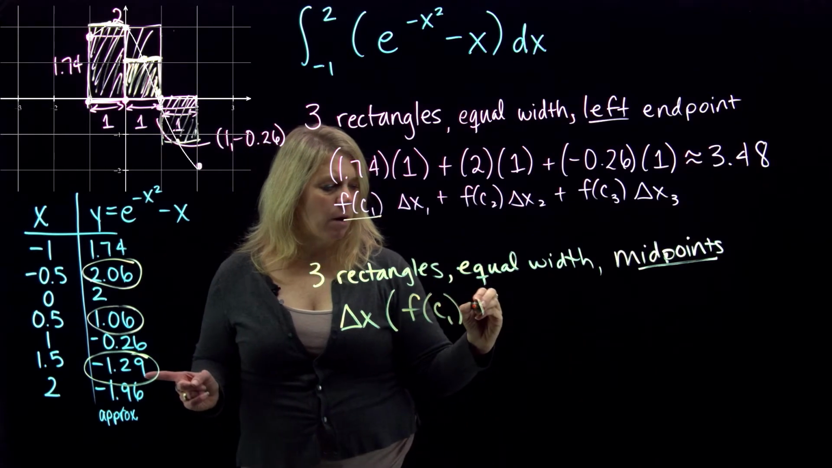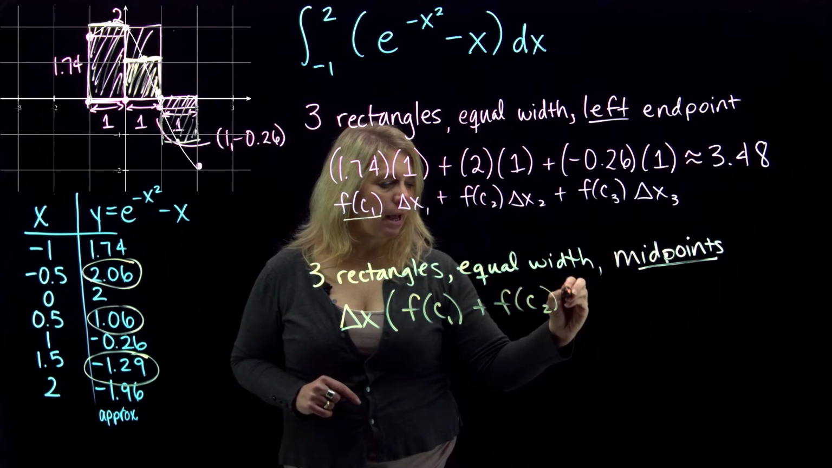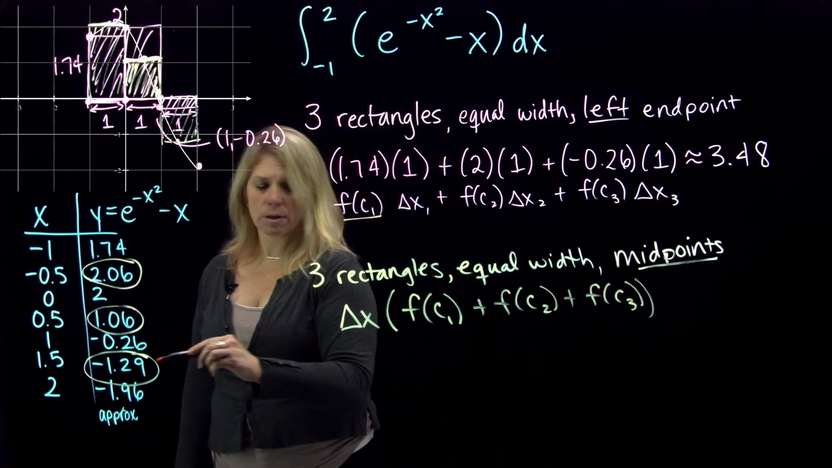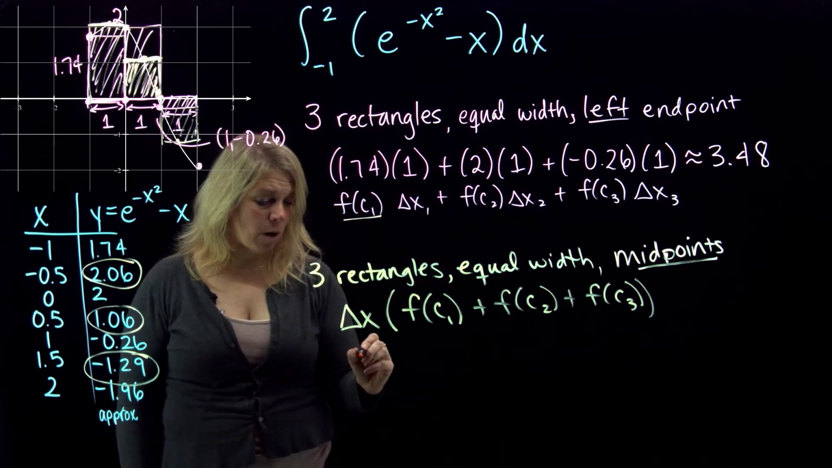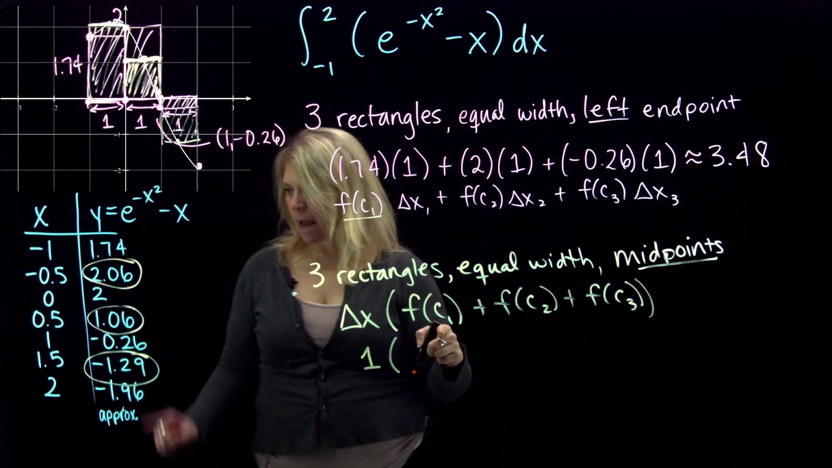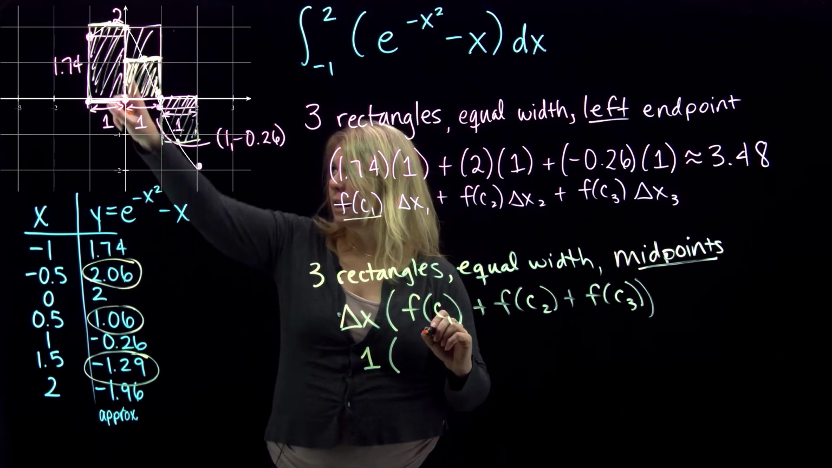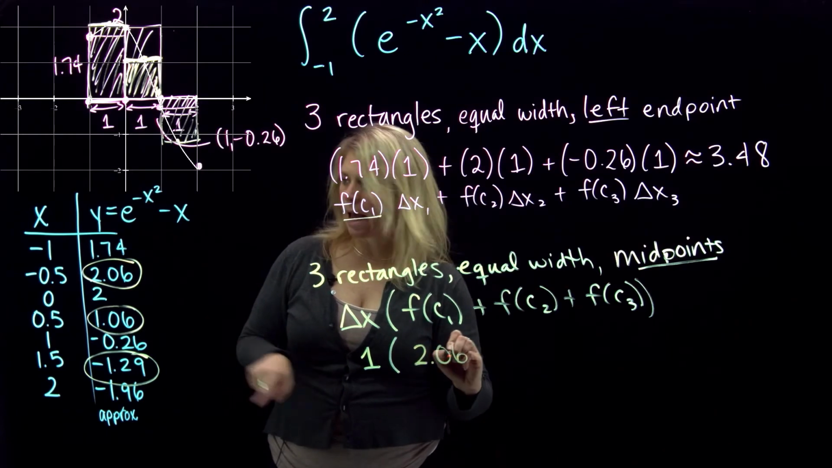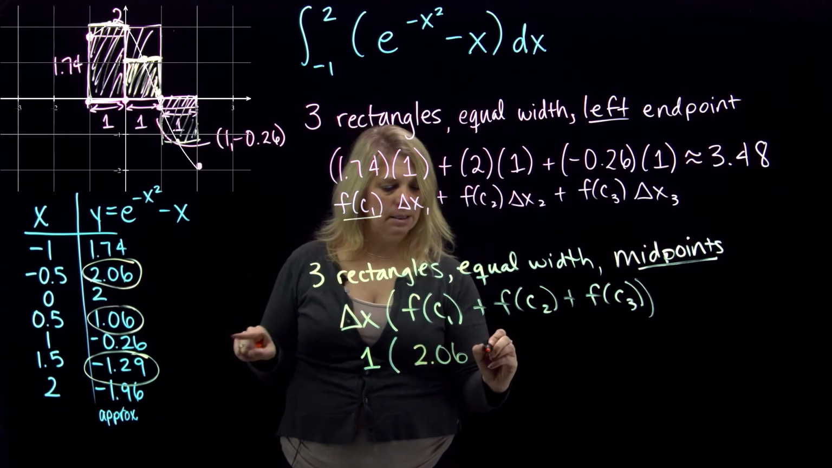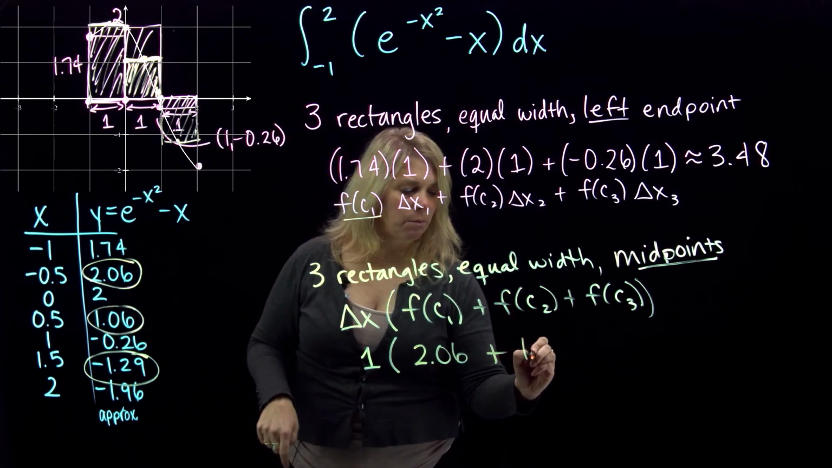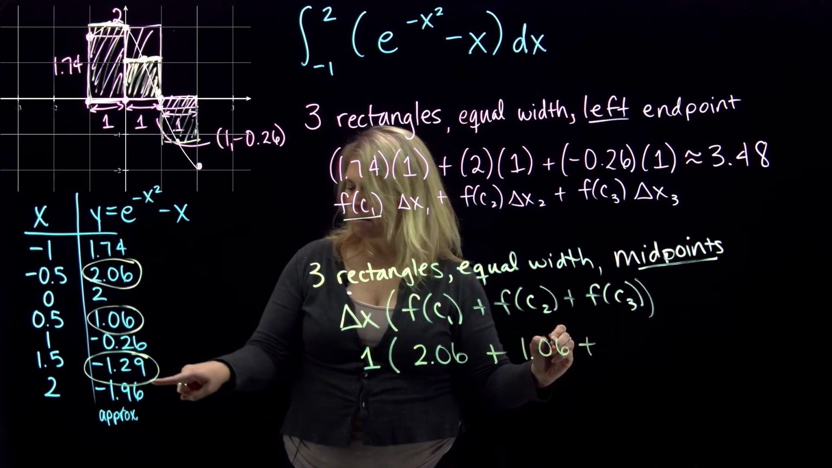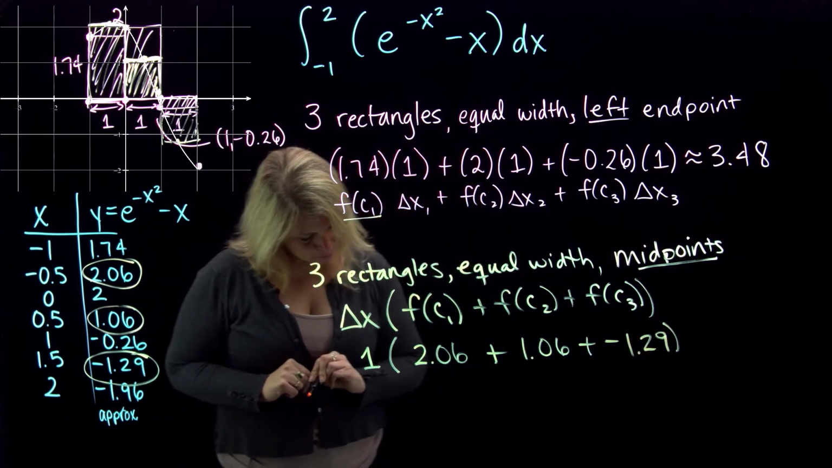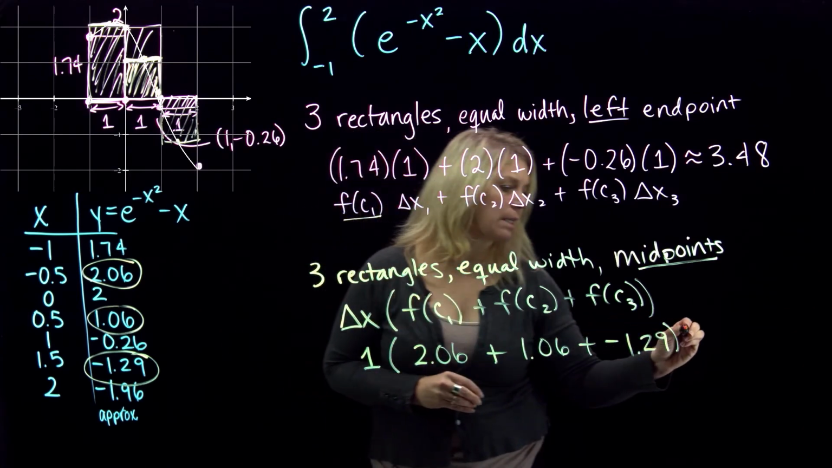So my f of c1, f of c2, and f of c3 for this approximation are going to be these three values I circled here. My delta x is 1. So my f of c1 will be my y coordinate at the midpoint of that first interval, so the y coordinate at negative 0.5, 2.06. And then my next y coordinate, 1.06. And then my next y coordinate, negative 1.29. And if I add all those up and multiply by 1, I get 1.83.